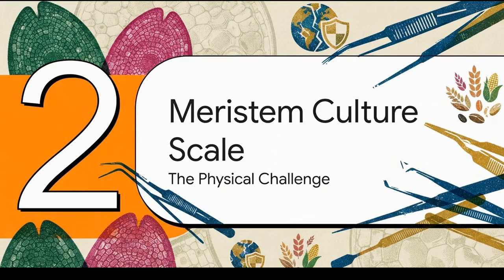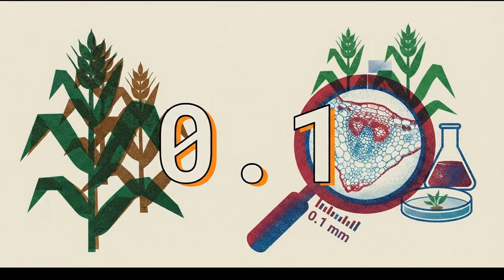Section 2. Meristem culture scale. The physical challenge. 0.1. I want you to just hold that number in your head for a second. We're talking about a measurement of just 0.1 millimeters, scaling all the way down from a huge field-grown plant to a microscopic fragment of this size is just a mind-blowing biological leap.